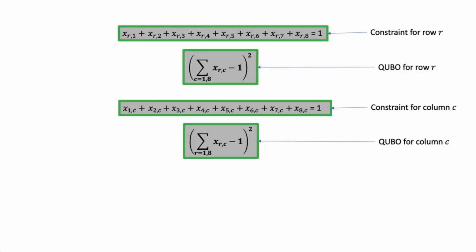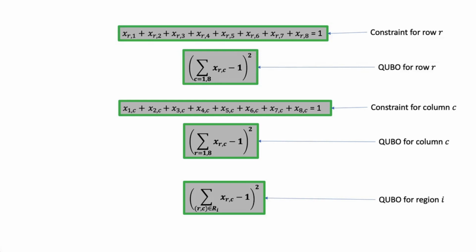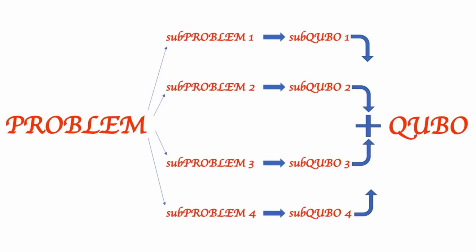and all rows, and all regions. Each row, column, and region gives rise to another QUBO. We can write the form of the QUBOs for the rows and columns directly because the subscripts encode the row and column location for each variable. To write the QUBO for each region, I've used capital R sub I to indicate the set of row-column pairs comprising region I.